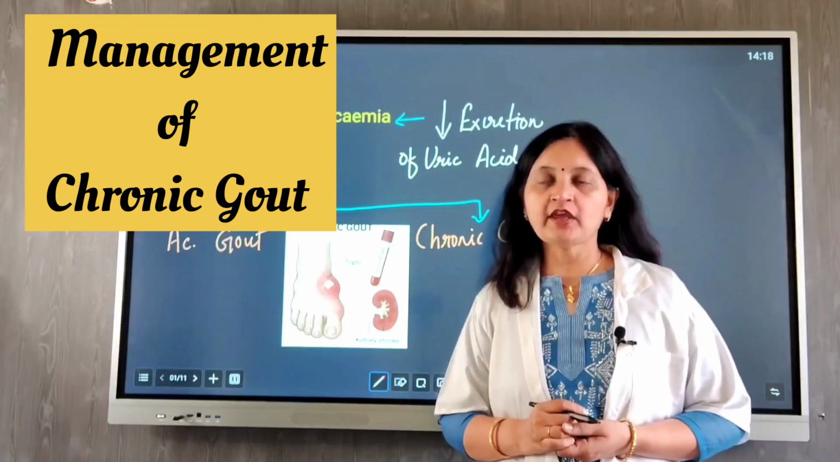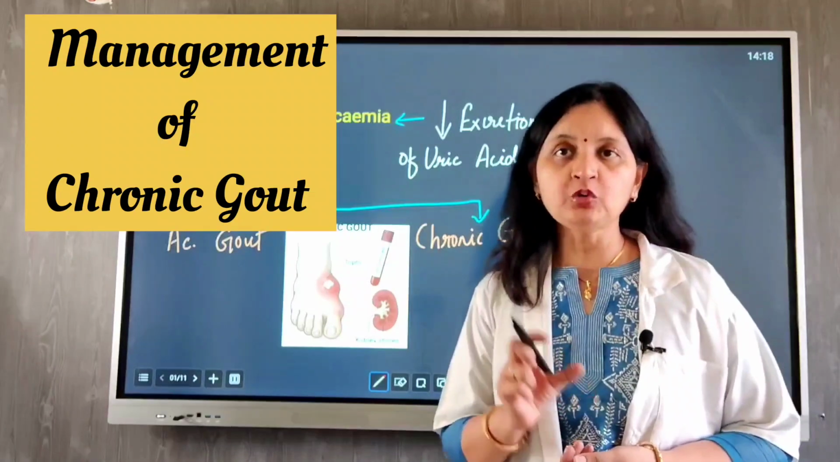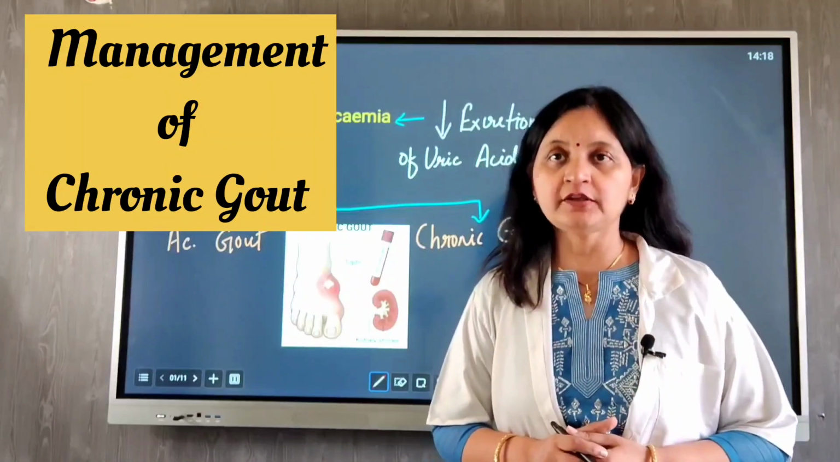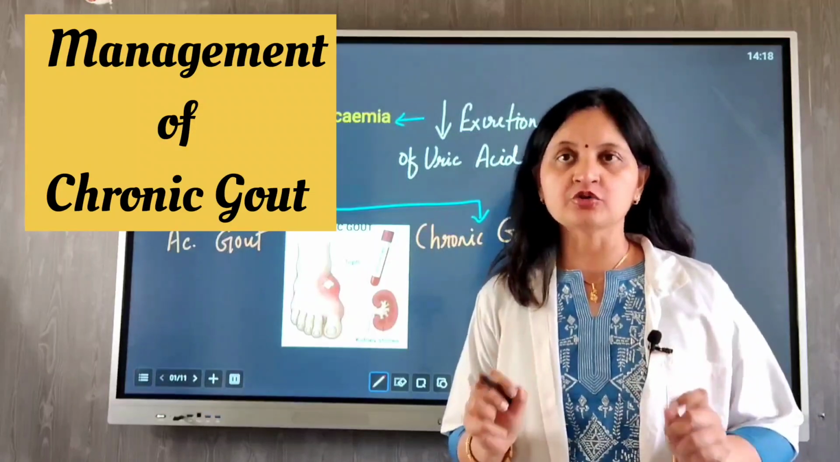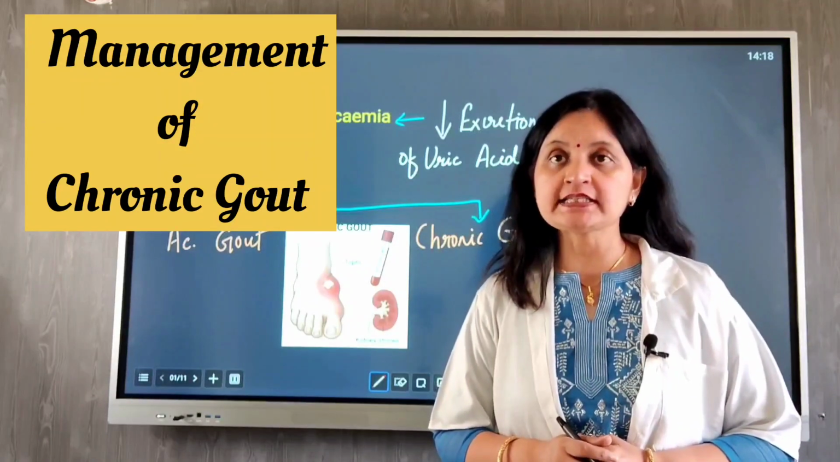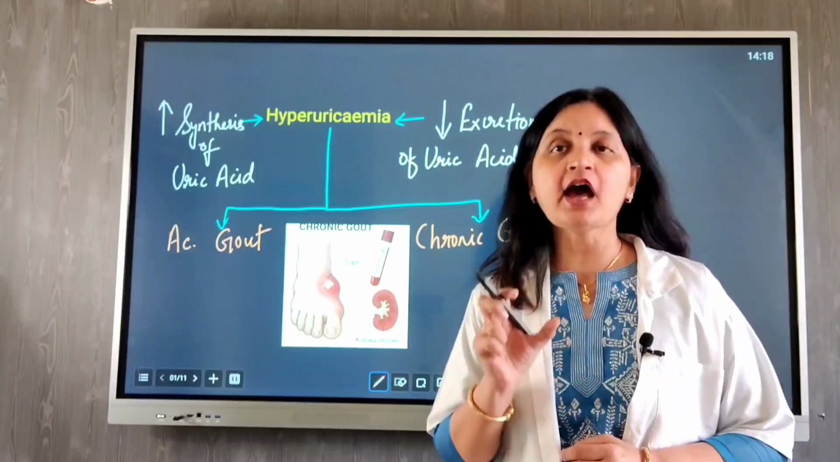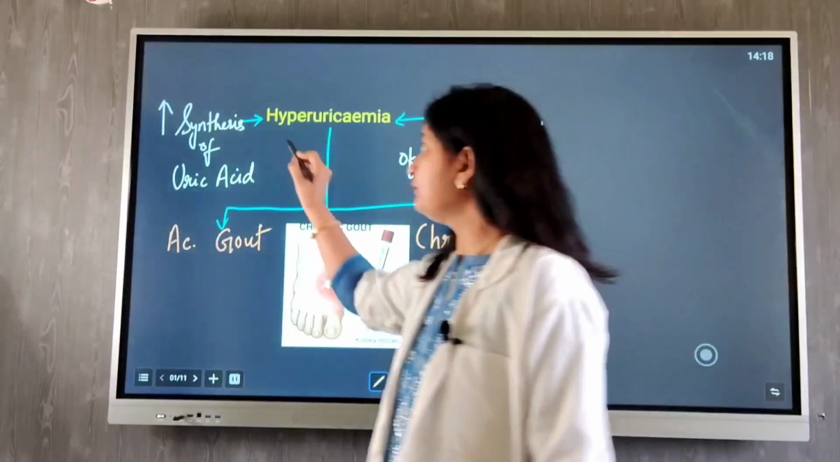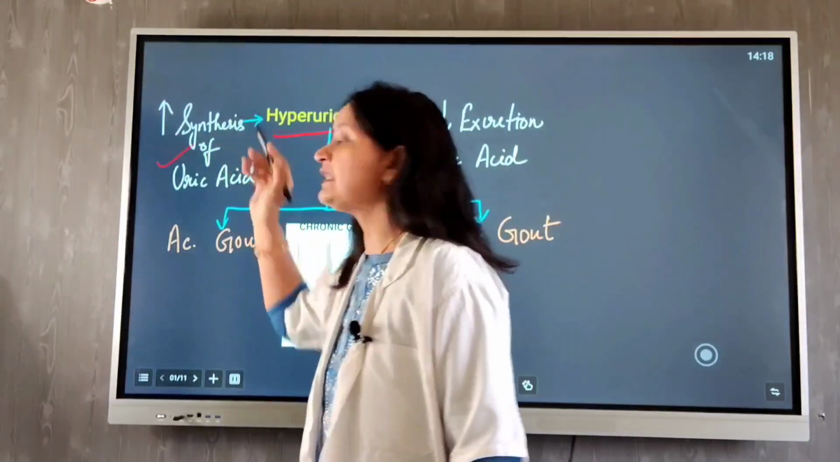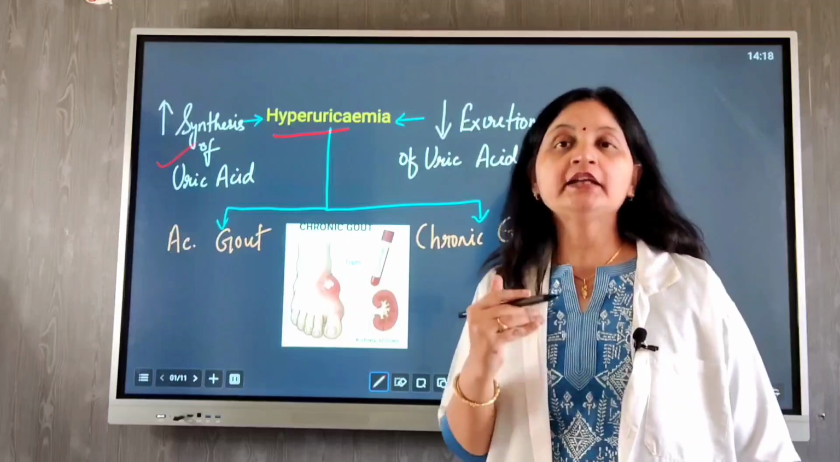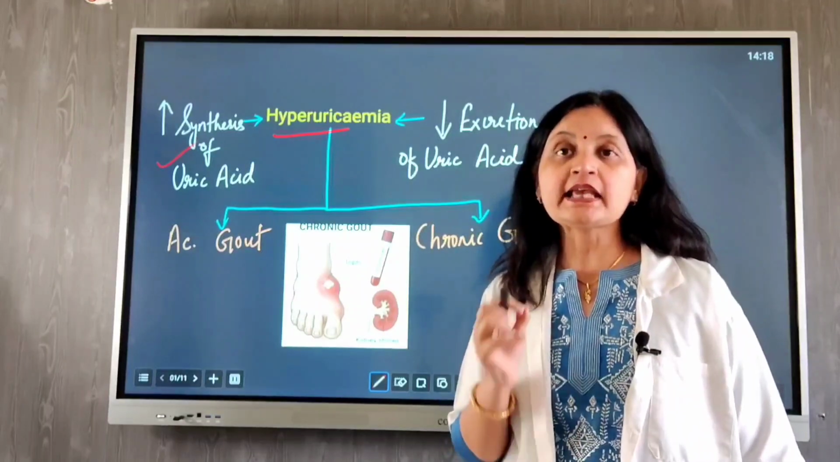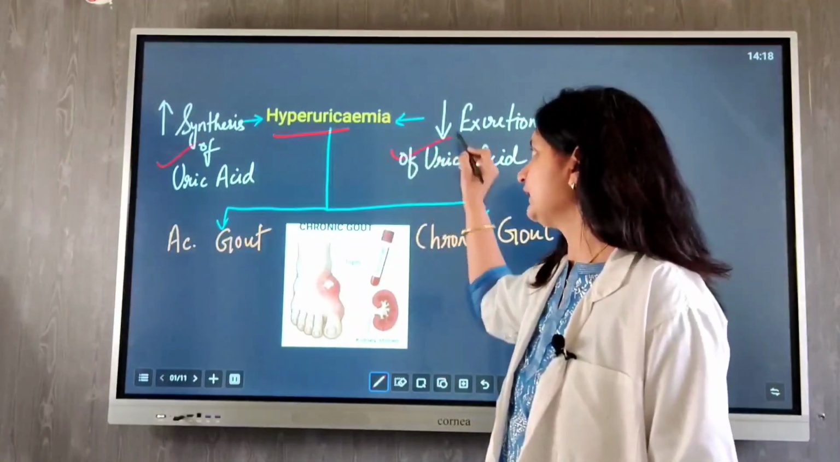In my previous lecture, we have learned about the management of acute gout. Today's session focuses on the management of chronic gout. Gout is a metabolic disorder that is characterized by sustained hyperuricemia. So hyperuricemia can be due to increased synthesis of uric acid, and it can also be due to decreased excretion of uric acid by the kidneys.